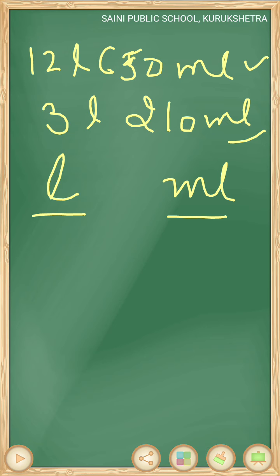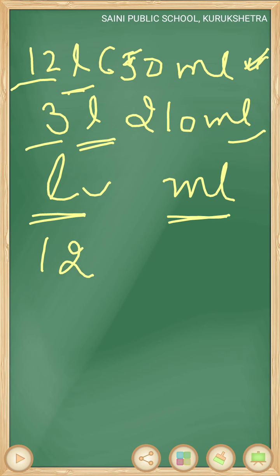For comparison we will compare the bigger unit, liter and milliliter. Liter is the bigger unit, so we will compare the liter place of both numbers. In the liter place here is 12 and here is 3, so 12 is bigger than 3, so it means this number is bigger. Okay, so first of all write the bigger number according to its units, 12 liter and 650 milliliter.